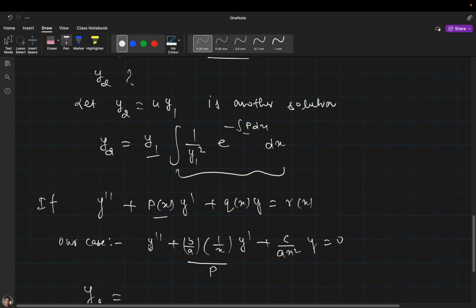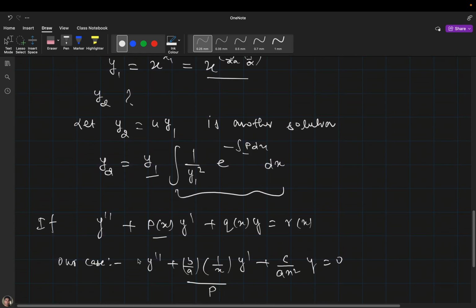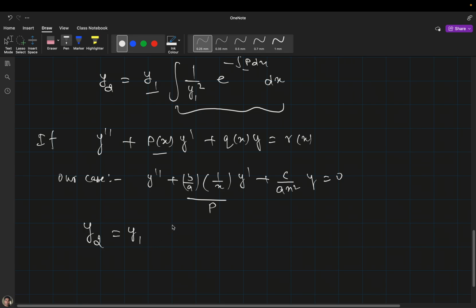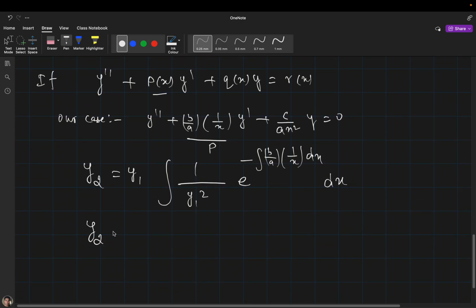So y1 we already know that. What is that? y1 is this. So first I will write directly y1, then 1 divided by y1 square e raised to the power minus integral of p, and this is p, so this will become b by a 1 by x dx. Okay, so y2 will be y1 times integral of 1 divided by y1 square. Now I can take this b by a as a constant outside, and this integral will become ln x.